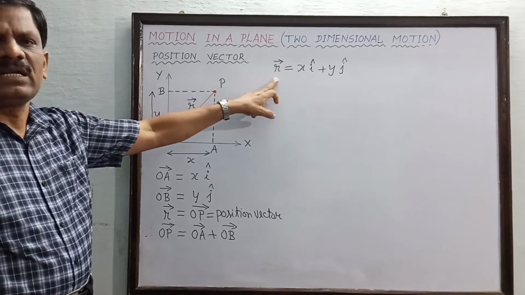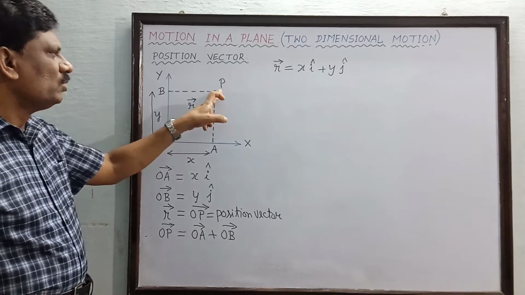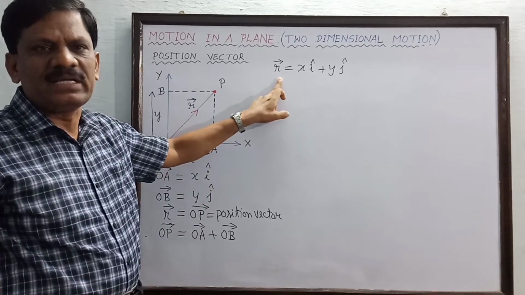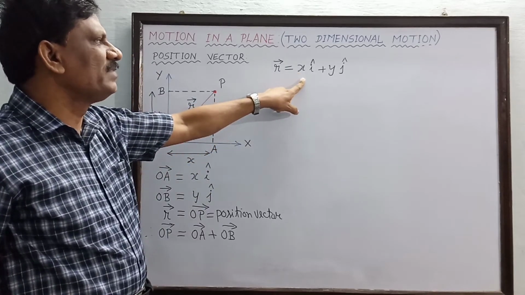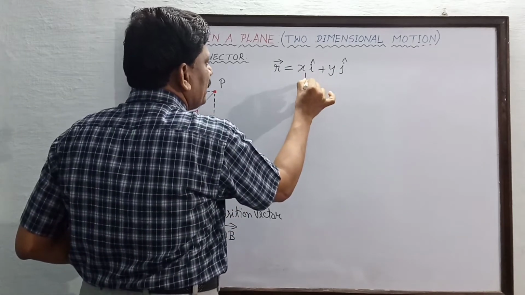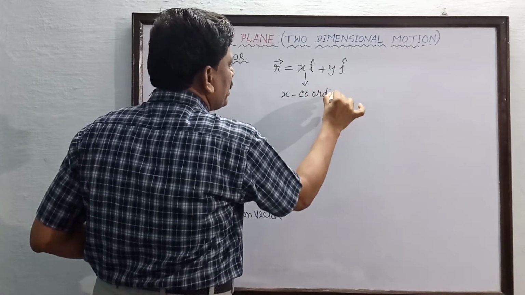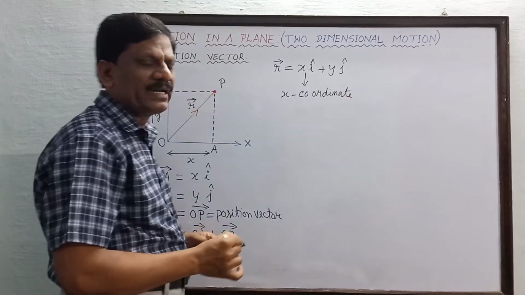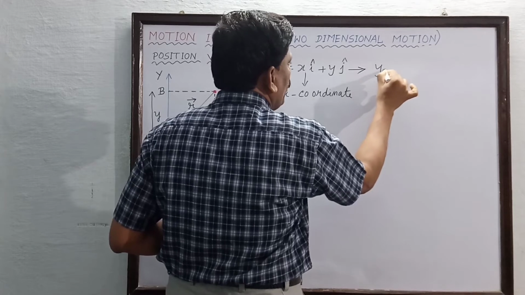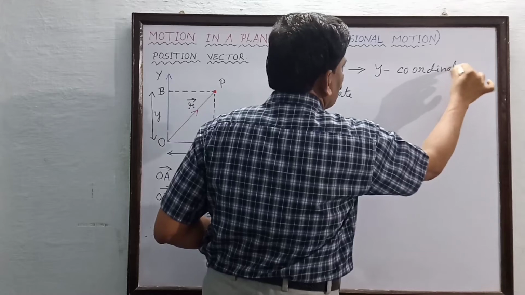So this vector R, which is directed from the origin to the point at which the particle is located, is called the position vector, and it is expressed in terms of the x coordinate and the y coordinate. So this x times i cap is called the x coordinate, the horizontal coordinate of the position vector, and this y times j cap is called the y coordinate of the position vector.